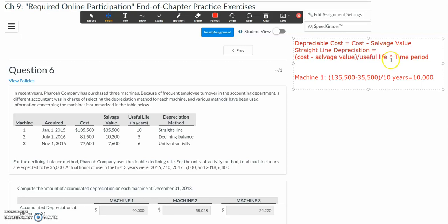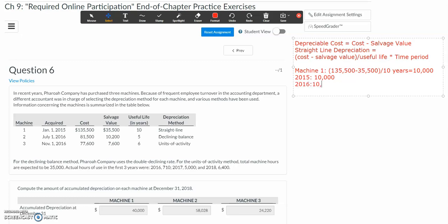So for addressing this question, you're going to have an annual depreciation of $10,000 each year. You purchased this in 2015. So you're going to have $10,000 of depreciation in 2015, 2016, another $10,000, 2017, another $10,000, and 2018, another $10,000. So your total is going to be $40,000 for these years. And that's how you're going to get to the answer choice right here, this $40,000.